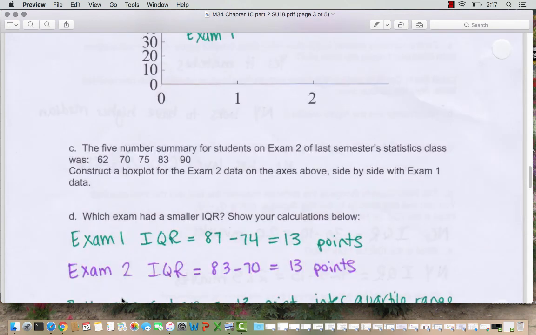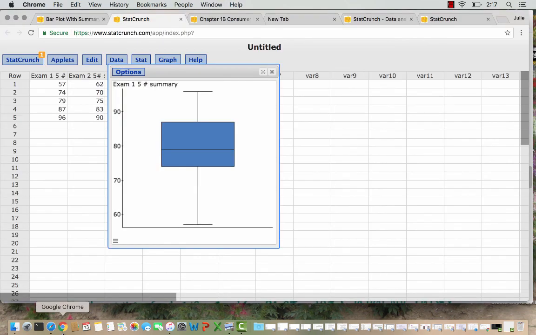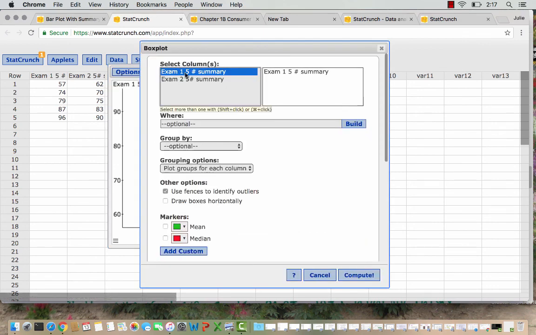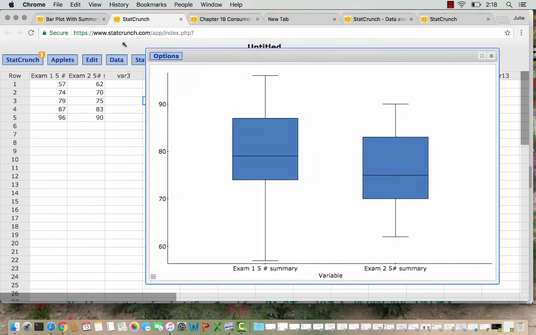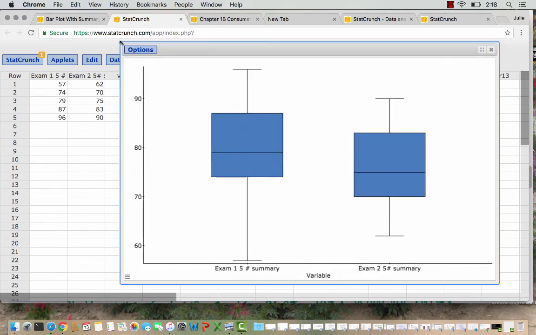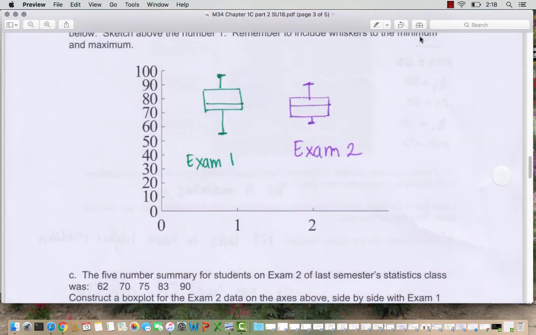So in StatCrunch, if I head over there, I can go to Options, Edit, and I can hold down Command or Control, depending on if you're on a PC or Mac, and also click exam 2 5-number summary. And here is my side-by-side comparison. So it should look pretty similar to what I drew by hand. A little bit better in StatCrunch.